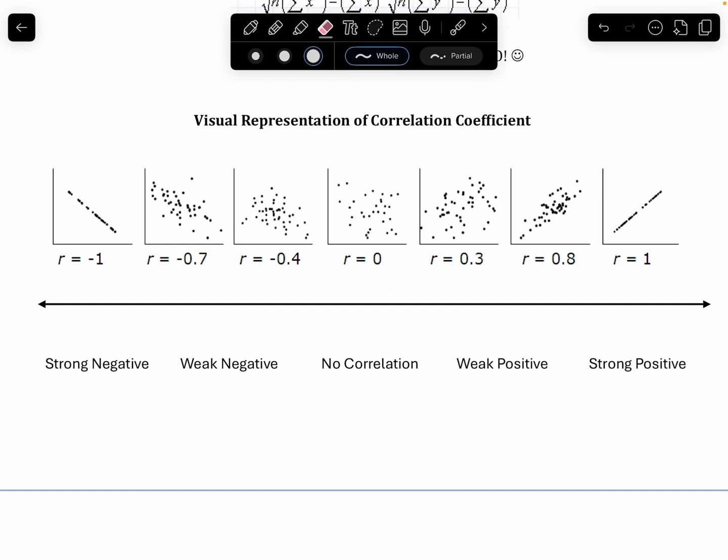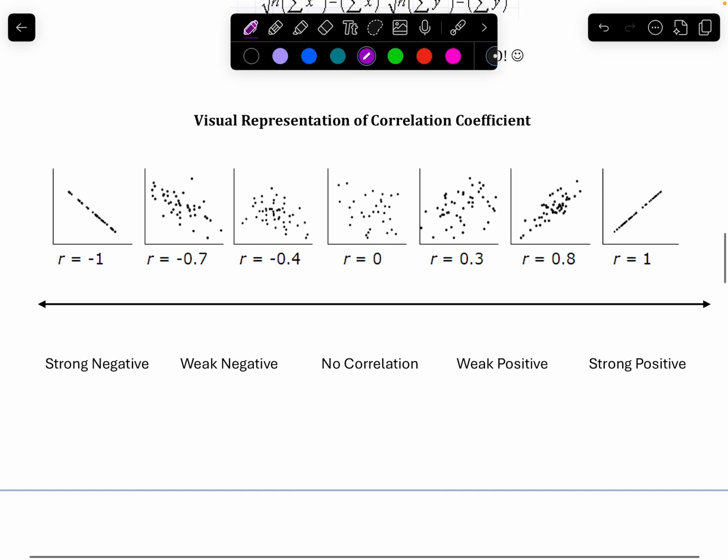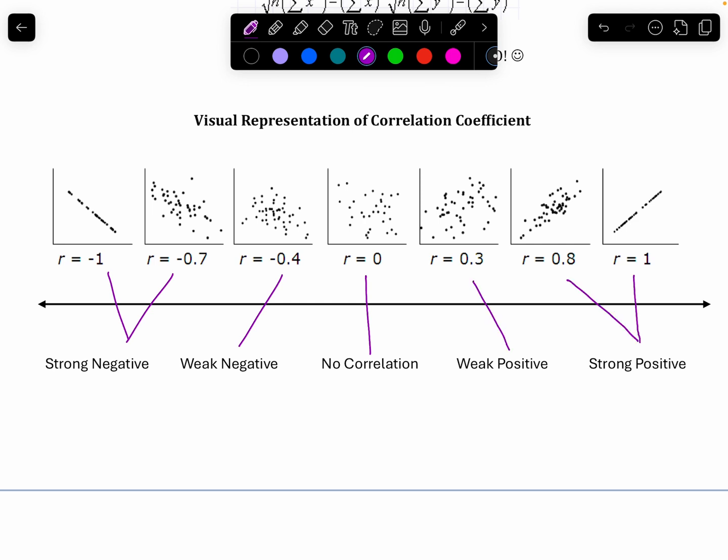So at the farthest ends of the spectrum, the closer you get to -1 and the closer you get to +1, you are going to have a strong correlation. It's either going to be a strong negative or a strong positive depending on your number, okay? So when I look at this, I look at these two things being strong negatives. This is a weak negative. 0 is no correlation. You have a weak positive here, and then you have a strong positive here.